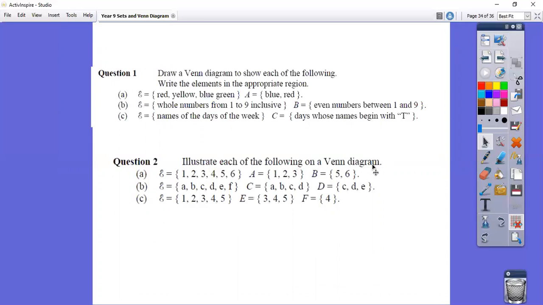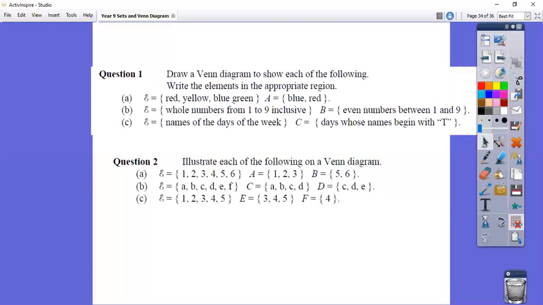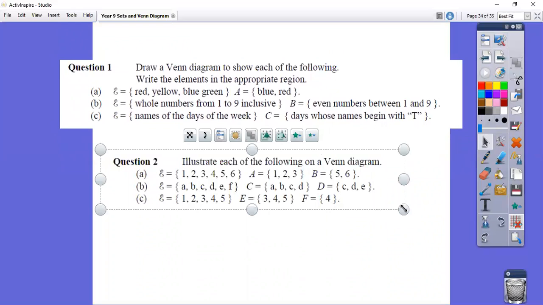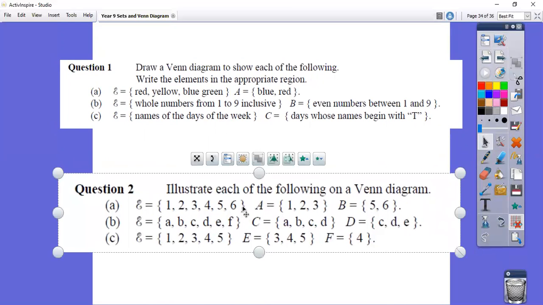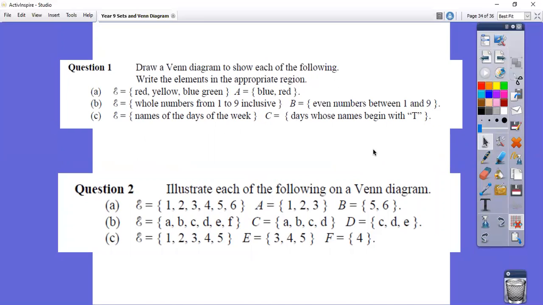Illustrate each of the following on a Venn diagram. Again, you've got the universal set, you've got sets A and B. Again, show this information. Let me make this a bit bigger for you, so you can clearly see it. So questions 1 and 2 are homework and they're due for Sunday. If you're having any problems, again, like I said, let me know.